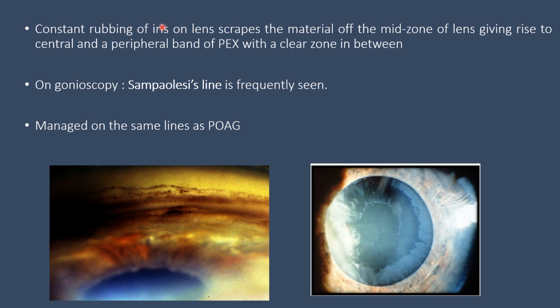Constant rubbing of the iris on the lens scrapes the material off the mid-zone of the lens, giving rise to a central disc and a mid-peripheral band of pseudo-exfoliation with a clear zone in between. On gonioscopy, the Sampaolesi line is frequently visible. It is managed the same as primary open-angle glaucoma.